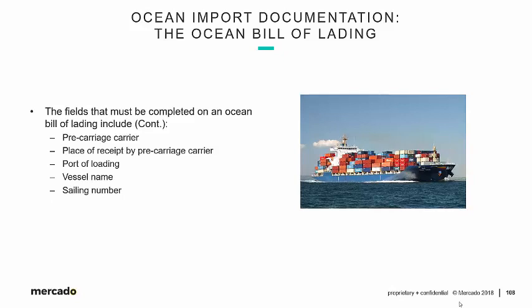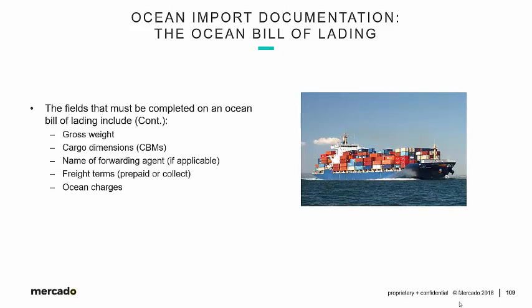What else? Some other fields that must be completed. The pre-carriage carrier. Who did the drayage from the factory to the terminal at origin? That's what we mean there. The place of receipt by the pre-carriage carrier. Where did they get this cargo? Typically, the factory at origin. Doesn't have to be, but could be. The port of loading, the vessel name, the sailing number, just like a flight has a flight number. Every sailing of a ship has a sailing number. We need that too. The gross weight of the cargo, dimensions expressed in, guess what? CBMs.